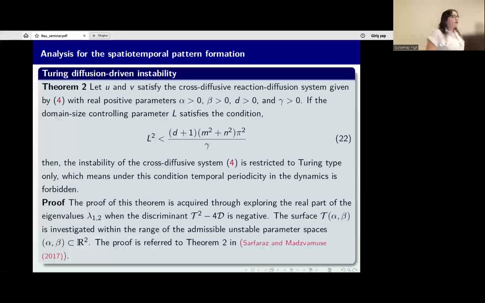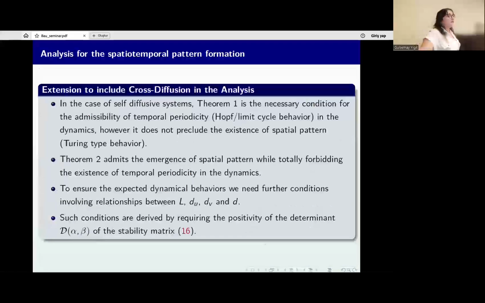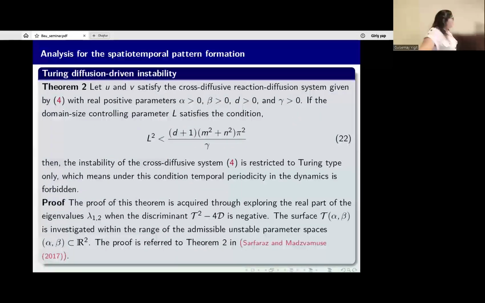And the second theorem here forbids the other side, for L being less than the right-hand side. This actually tells us it forbids the Hopf or transcritical type of bifurcation. It only allows Turing type of instability. It only gives us the spatial variations. It doesn't give us that temporal periodicity. It gives us stationary-in-time solutions. But there is no cross-diffusion in it.